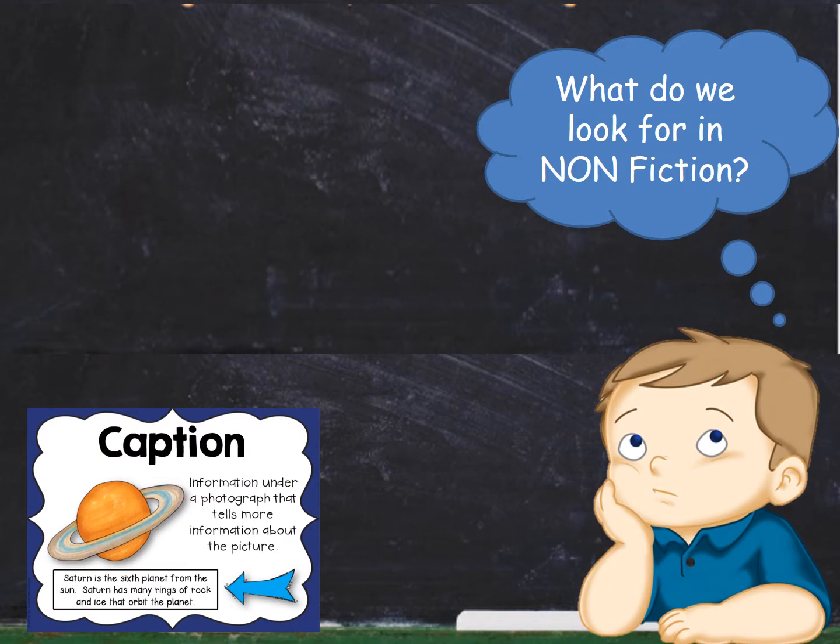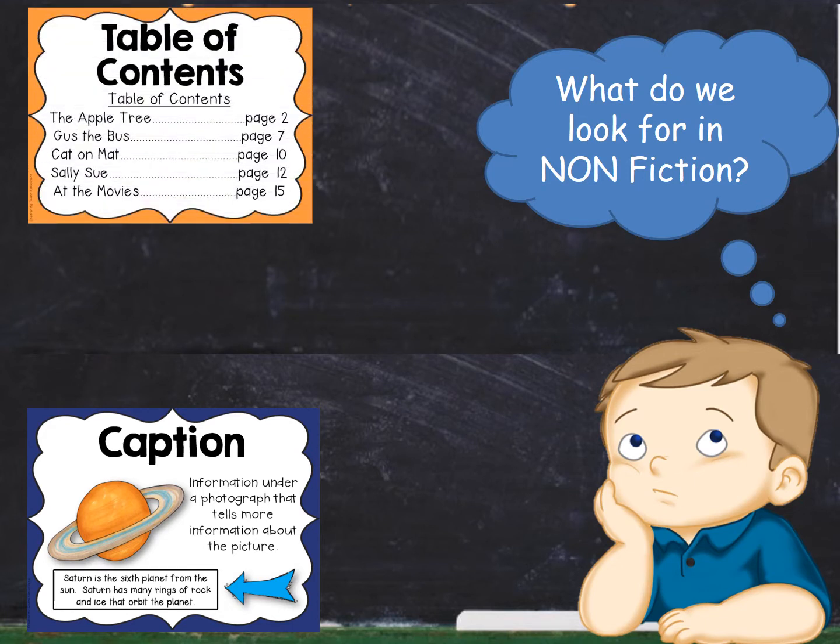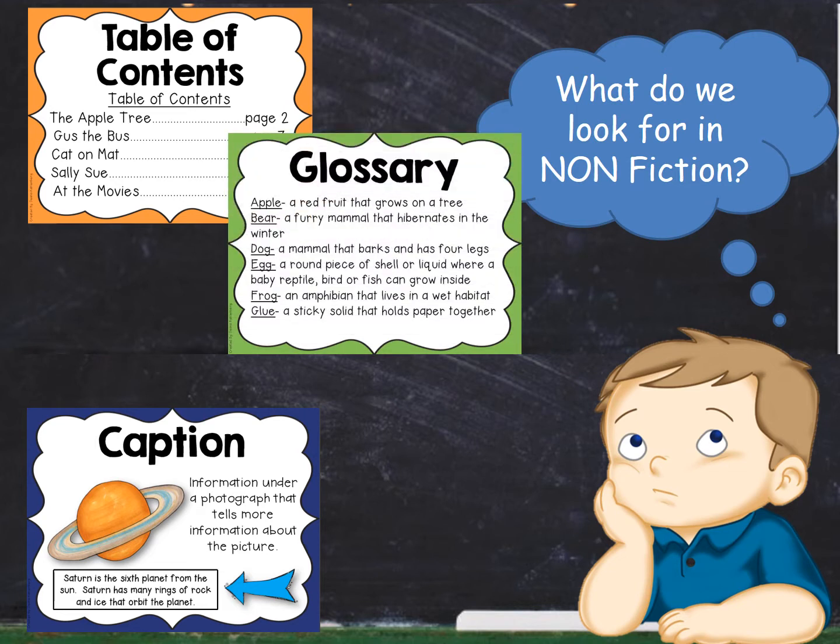So, what do we look for in nonfiction? Well, one thing that we notice in nonfiction text are captions. This is information under a photograph that tells more about the picture. We can also see a table of contents. This helps organize your nonfiction text into certain areas. There could be a glossary. Glossaries are where we go to get more information about certain keywords.